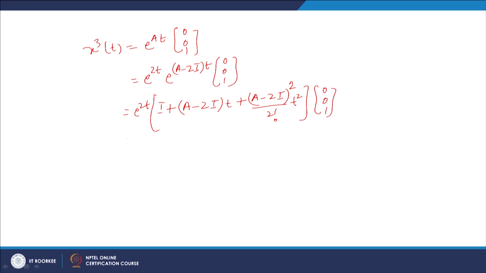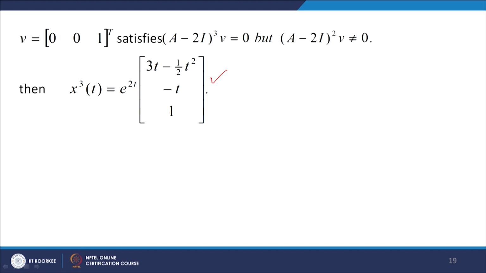You know the value of the matrix A minus 2I, you also know (A minus 2I) whole square. So substitute here; this I is the identity matrix. When you take the product of these matrices with 0 0 1, what we get is x3(t) as e to the power 2t times (3t minus half t square, minus t, 1). So x(t) now is a linear combination of these three linearly independent solutions x1(t), x2(t), x3(t).